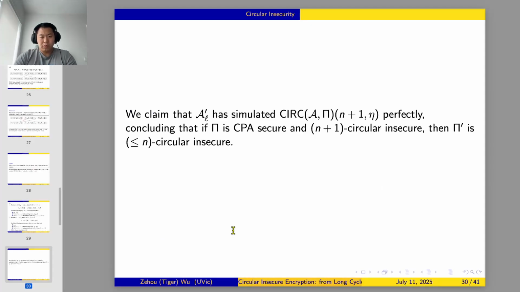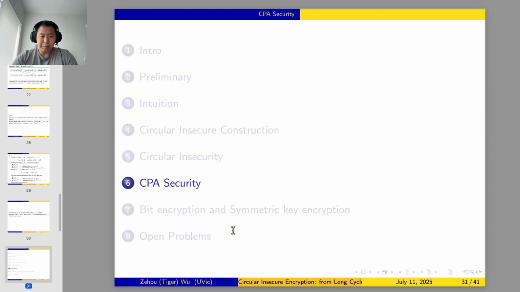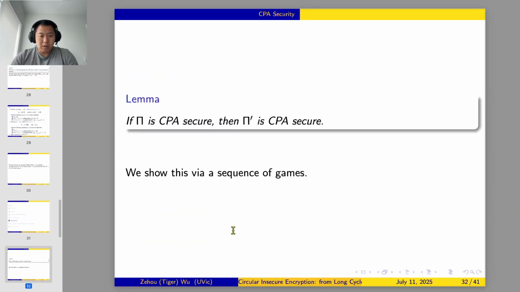So yeah, it can be simulated. A length N+1 circular security experiment between A and pi can be simulated by the adversary A prime playing the L circular security game against pi prime. Now, to show CPA security of this scheme, we will use a sequence of games. We're showing that if pi is CPA secure, then pi prime is CPA secure.